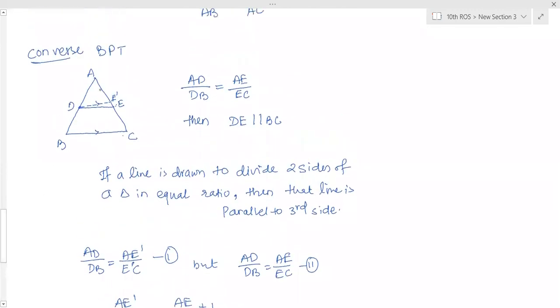When is this possible? E dash C distance and EC distance are the same. When is this possible? When they are coinciding lines. So they are coinciding, which means there is no separate point E dash. There is only a single point E, so DE is parallel to BC. So DE dash and DE are not different. They are the same line, and we considered DE dash parallel to BC. So if E dash and E are the same, DE is a line parallel to BC.